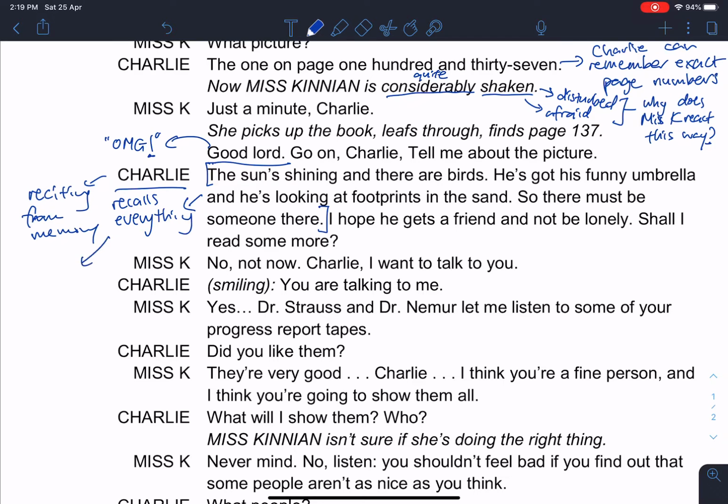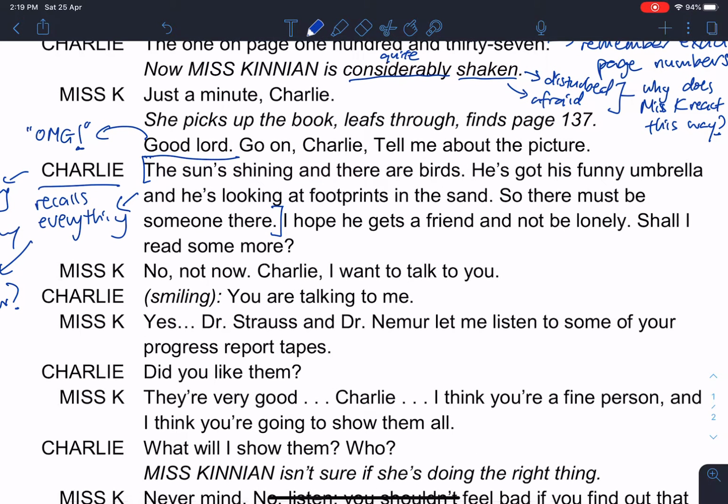So the question you need to ask yourself is, what does this show? However, Charlie is very matter of fact. He is simply telling the facts. Do you think he's aware that he's getting smarter? Okay. I hope he gets a friend and not be lonely. So this is what Charlie is actually concerned with.